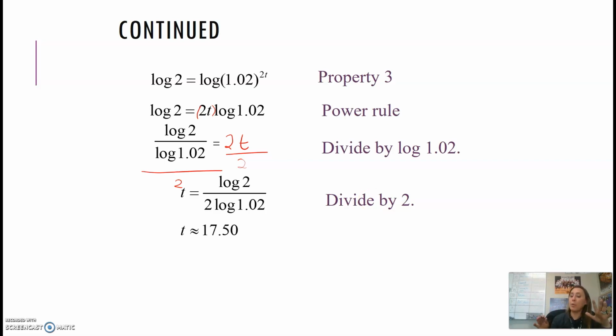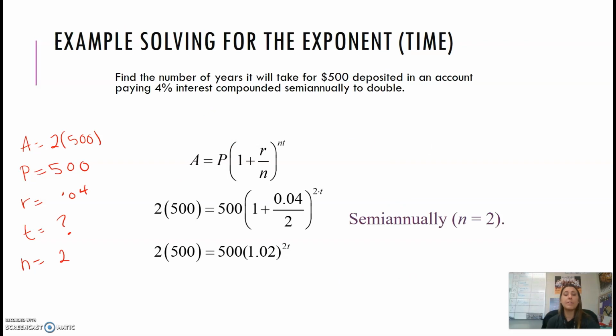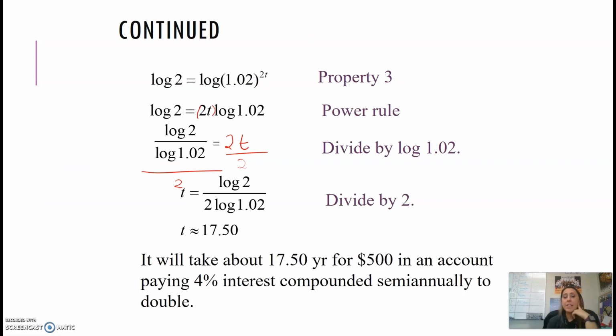Well, now here's the part that I'm going to ask you to do on the test. Now that we know what it is, tell me what that means in context to the original problem. So if we put that in the original, it was saying find the number of years. Well, if t equals 17.5, then it'll take about 17.5 years for $500 in an account paying 4% interest, compounded semi-annually, to double.